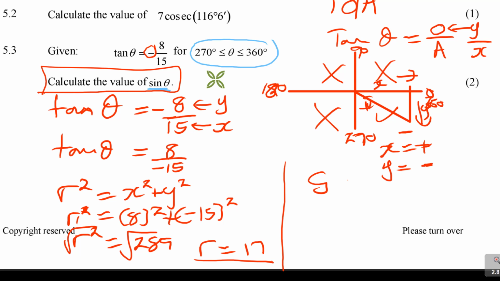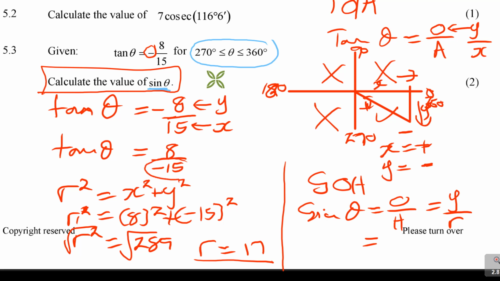Remember, sine theta is equal to what? Opposite over hypotenuse, which is equal to opposite is y, over hypotenuse is r. That's why you're calculating that r. So y is what? We said y is negative. Remember, there it is. Sorry, what did I say here? I said y is negative, and I made an error here.